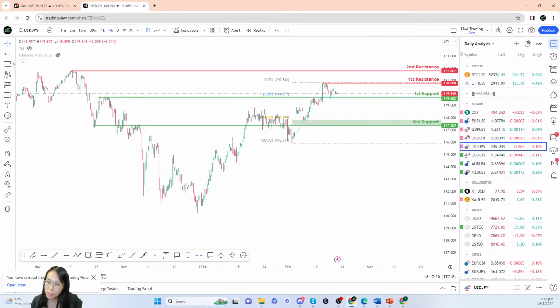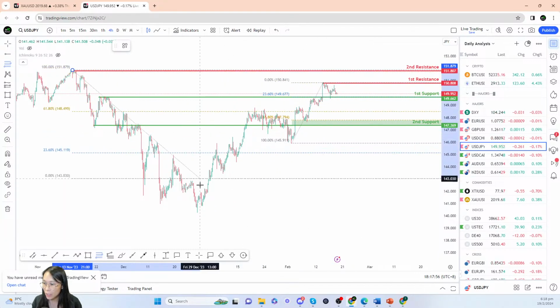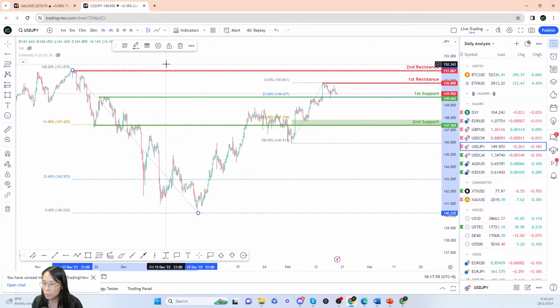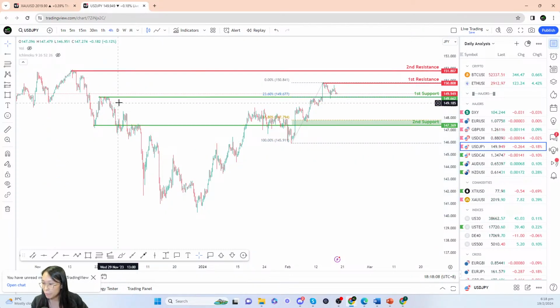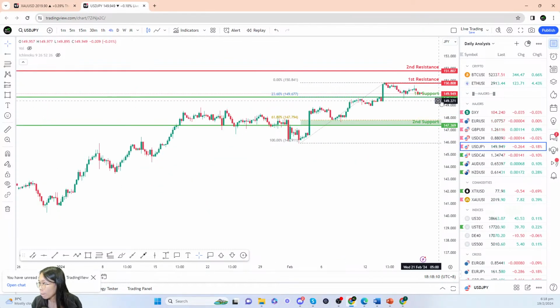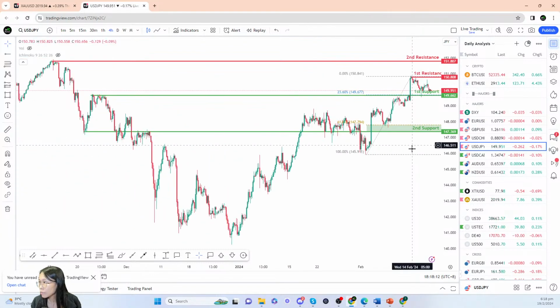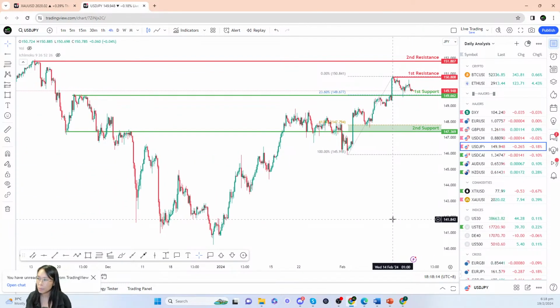Resistance, let's see. Let's see if this level has been broken through. Yep, it has already been broken through. So there isn't any Fibonacci for the resistance side. So this will be the key support and resistance level for dollar yen.